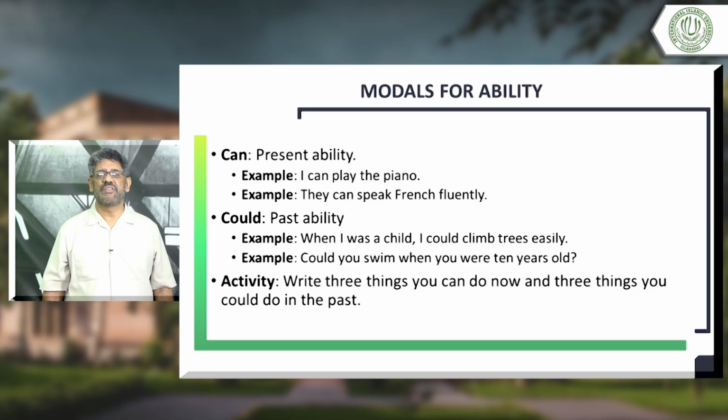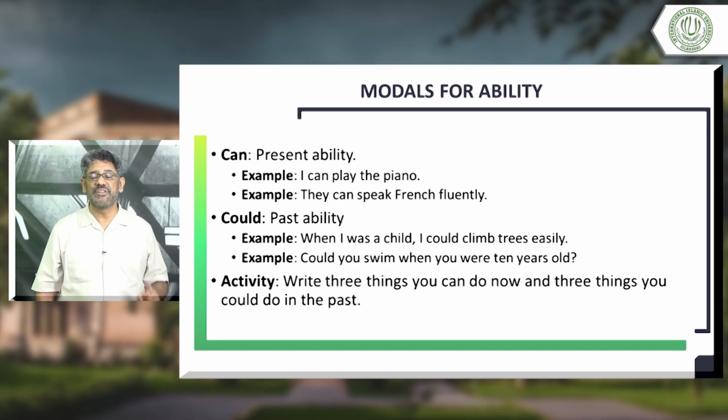Now let's go to the activity. This would make some things clear. Write 3 things you can do now and 3 things you could do in the past. Please, you will do this exercise and then you can email it to me at my email address, okay?